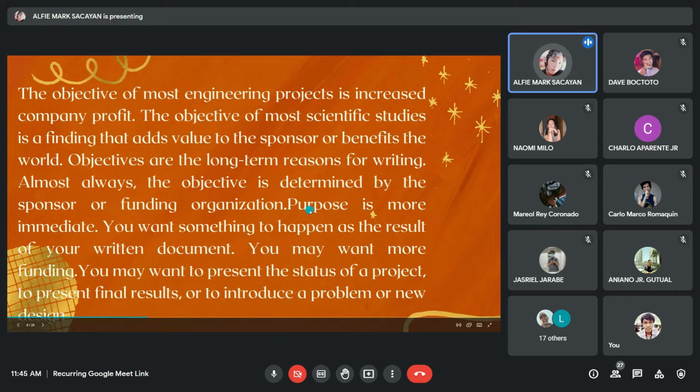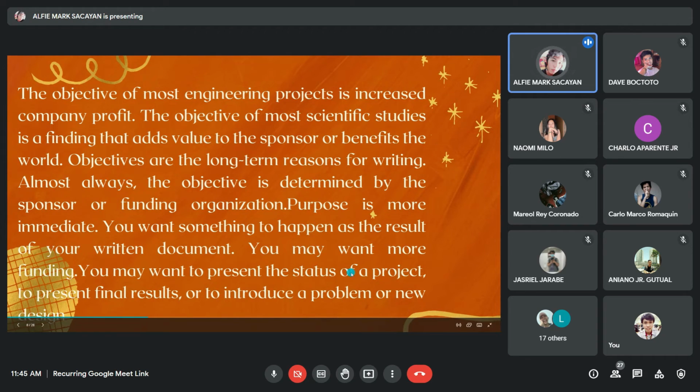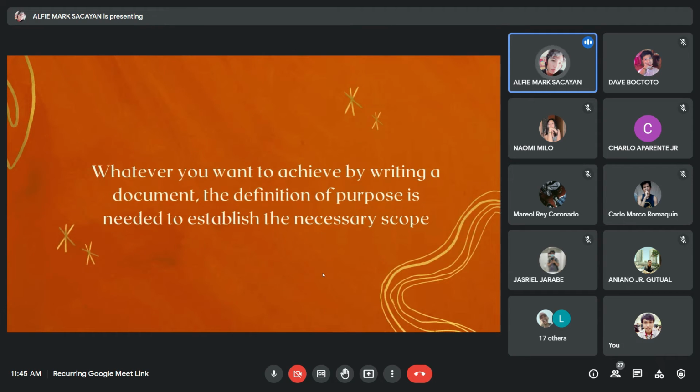So somewhat purpose is, in your document, you are presenting, for example, the status of the project, or you are going to introduce new designs. So you are going to show your readers what your intention is. Then whatever you want to achieve by writing a document, the definition of purpose is needed to establish the necessary scope. So somewhat it is related to the previous discussion.